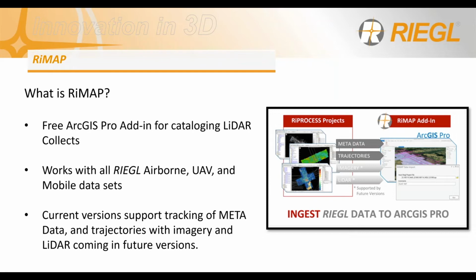So the first big question is, what is RiMAP? RiMAP is a free ArcGIS Pro add-in for cataloging all of your LiDAR collects. It currently works with our airborne, our UAV, and our mobile data sets. So basically everything RiProcess handles, anything in the kinematic world.